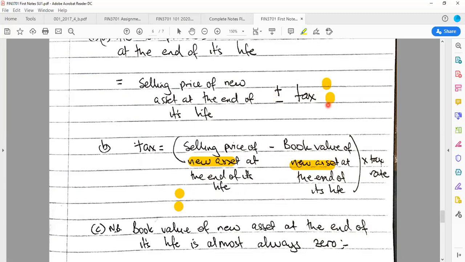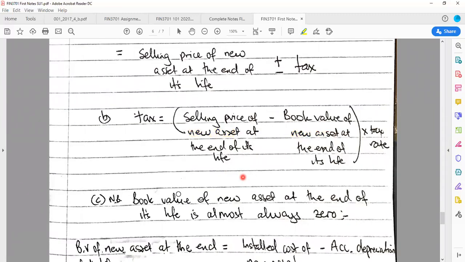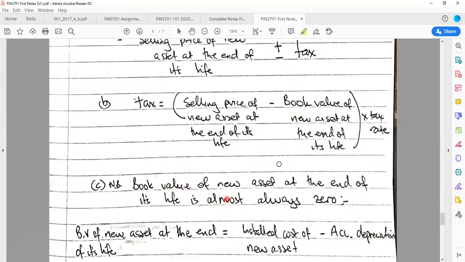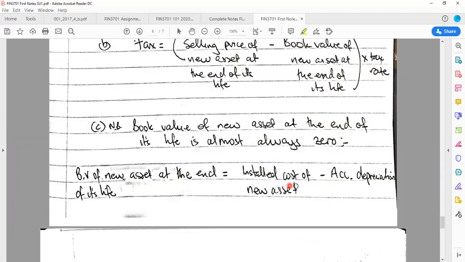Then to get the book value of the new asset at the end of its life, you really don't have to do a calculation for this one. The book value of the new asset at the end of its life is almost always zero. Every question that you come across, it's always zero in this module. But if you just want to confirm that, you can still do the calculation of taking the installed cost of the new asset minus the accumulated depreciation. But you will always get 0 here, right?